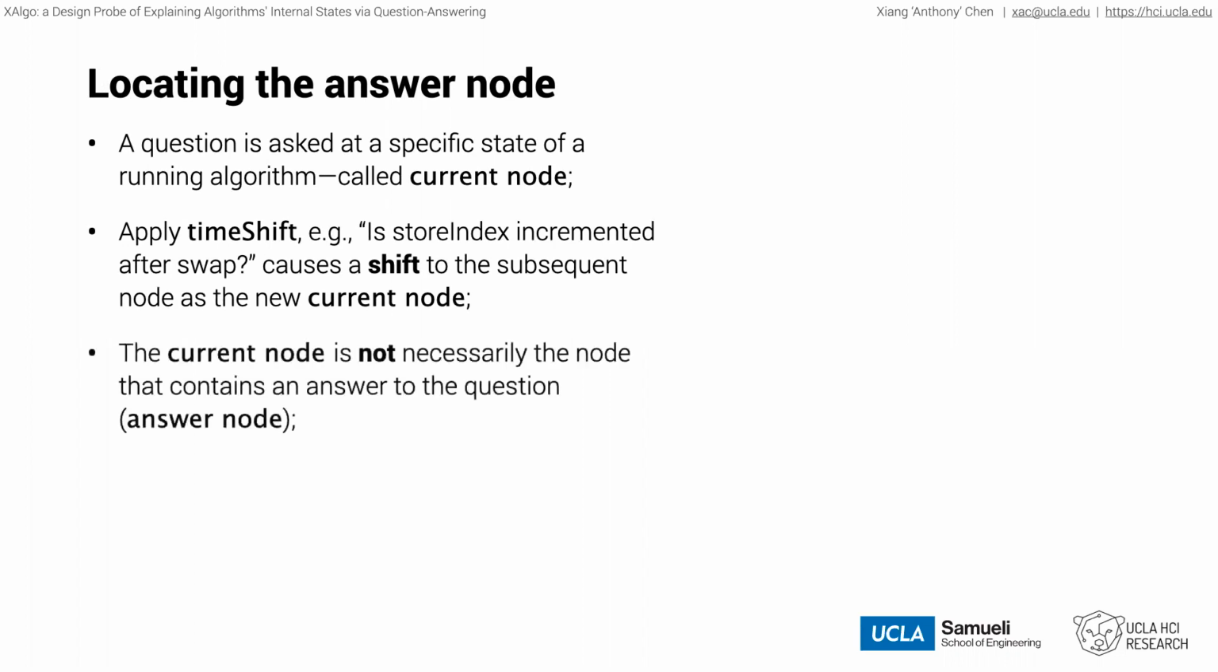And sometimes the current node is not necessarily the node that contains the answer. So we need to find the actual answer node. To locate the answer node, we follow these rules. I'm not going to go through every rule, but I just want to mention one of them. For example, if it is a causality question, we'll consider two cases.